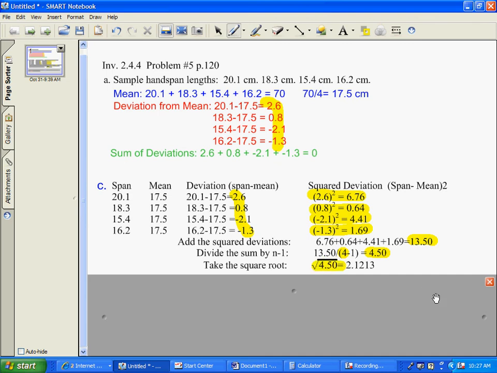In problem number 7, we'll discuss what squaring the deviations does and what taking the square root allows you to find. At this point, go ahead and calculate your standard deviation for your set of data. You can stop the recording until the groups are completed.